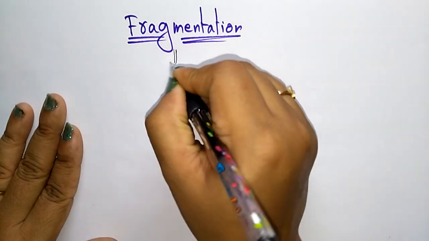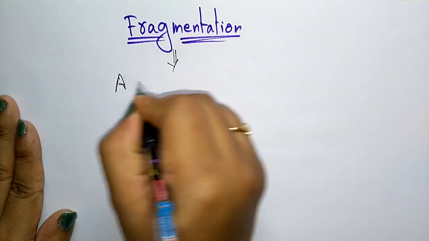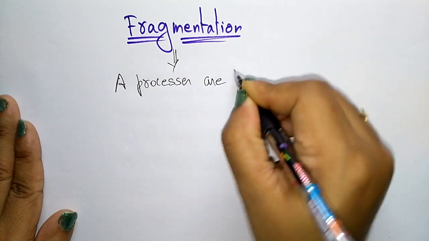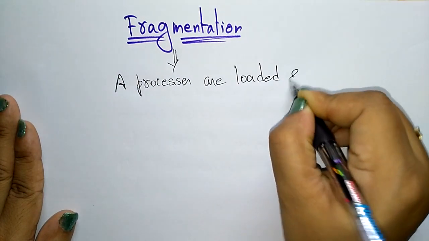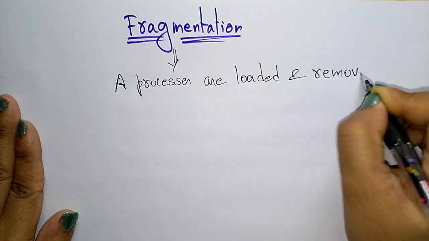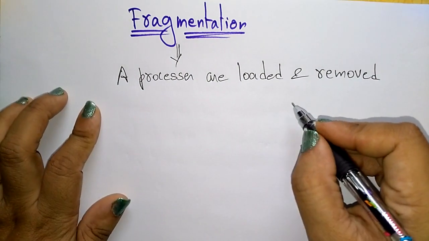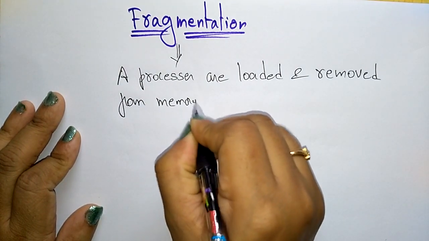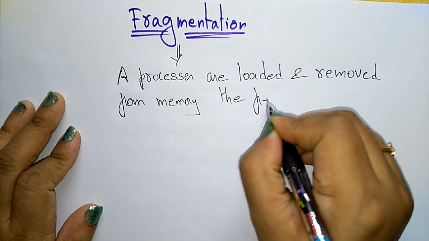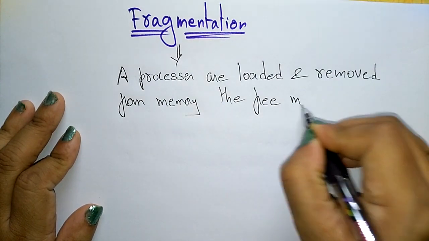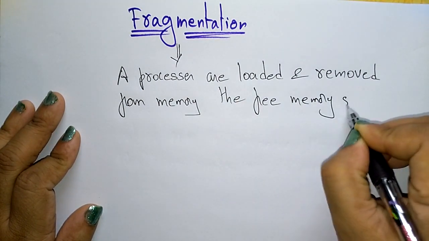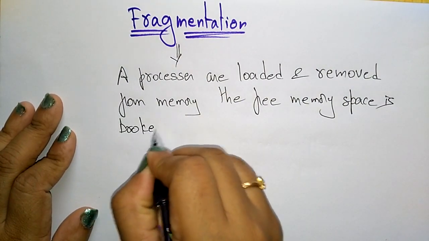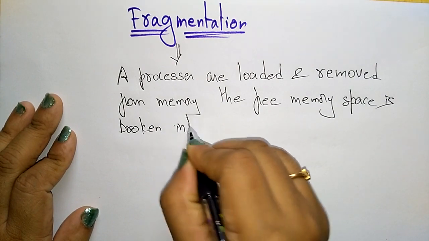First let me explain what fragmentation is. Suppose a process is loaded and removed. A process is loaded in main memory and removed from memory, again removed from memory. The free space that is present in the main memory, the free memory space, is broken into little pieces.